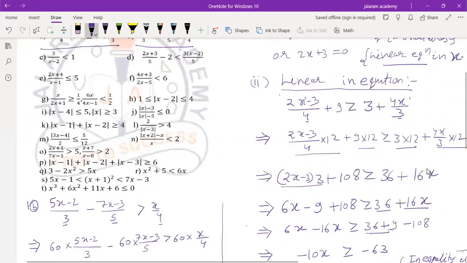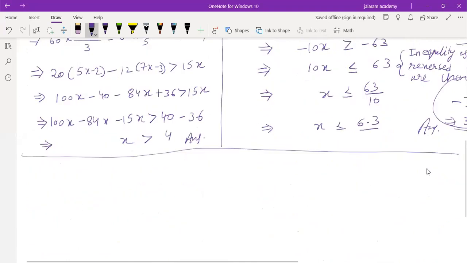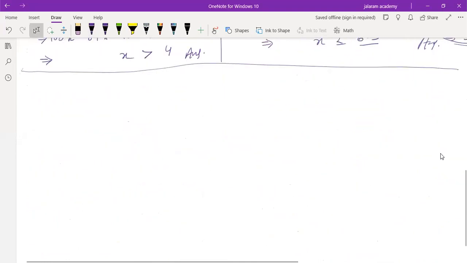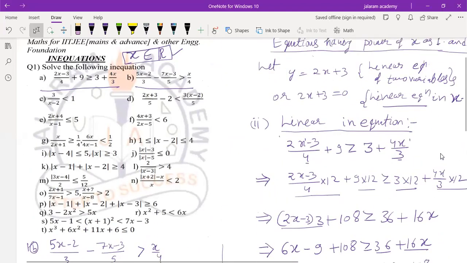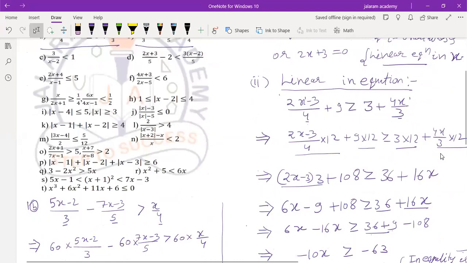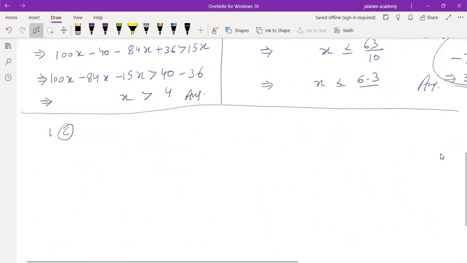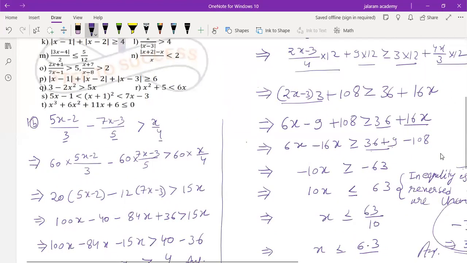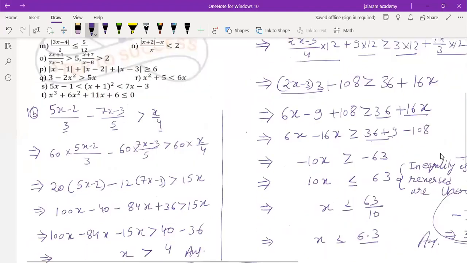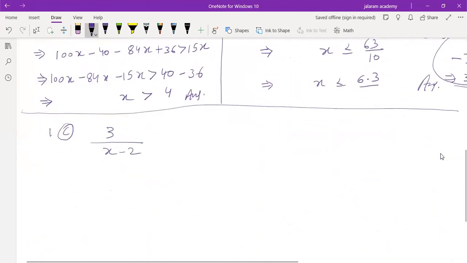This is wrong. Why? Do you know? We have not studied about this till now before this class. Now we will discuss the method to solve the inequality of this type: 3 upon x minus 2 is less than 1. So how to solve these types of inequality? You have multiplied both sides with x minus 2.